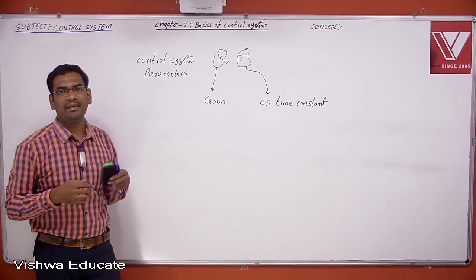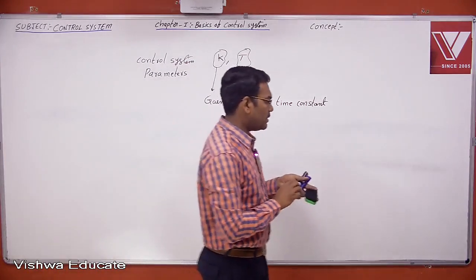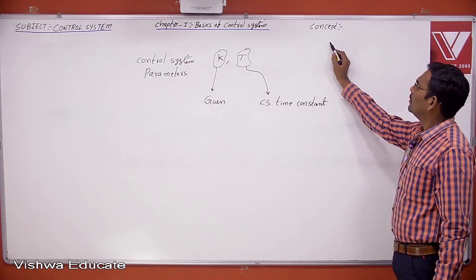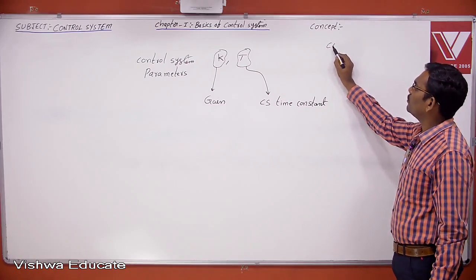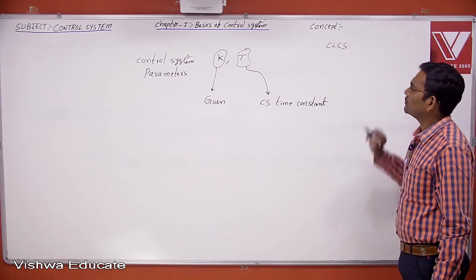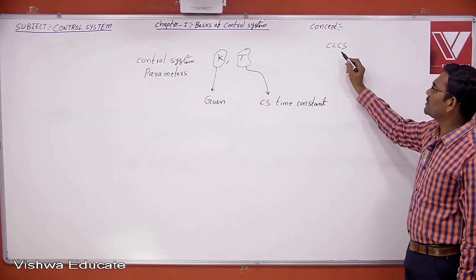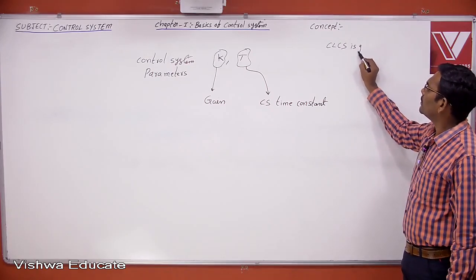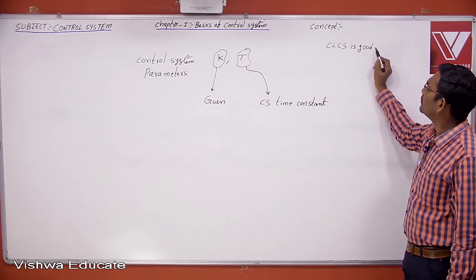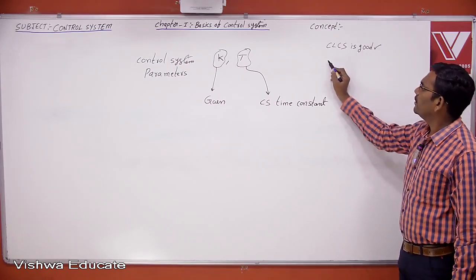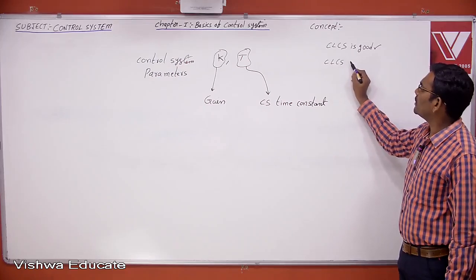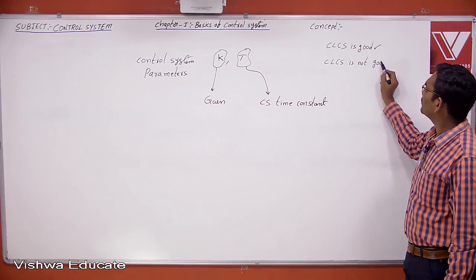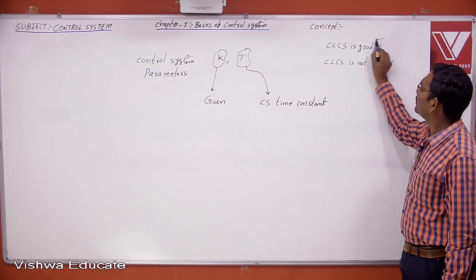In the same manner here also, the concept I am saying is, now I want to choose a good closed loop control system. A closed loop control system. If the closed loop control system is good, then we want to take it. If the closed loop control system is not good, we never take it.